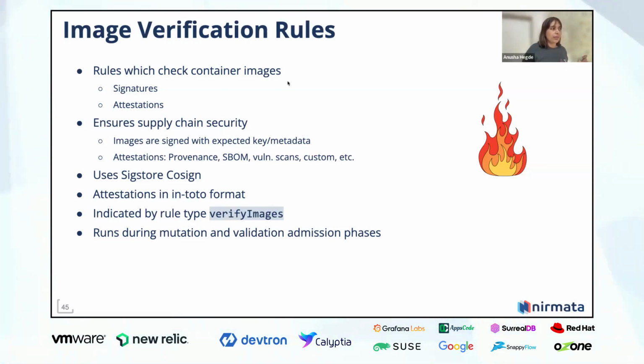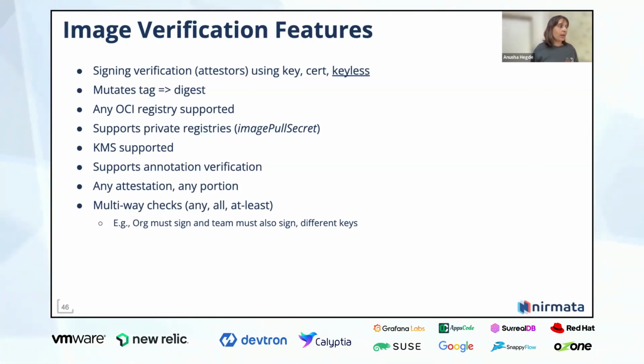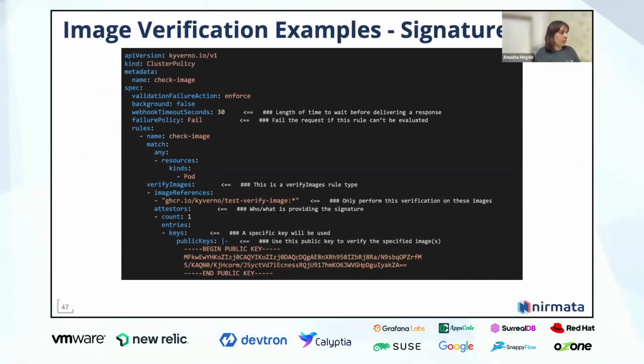You can use verify images, that is, you can write rules to check signatures or attestations. So it ensures supply chain security, that images are signed with the expected key or metadata. It also integrates with KMS. It supports annotation verification, and any portion of your attestation you can write rules for. And there are multi-way checks where you can say any of them, all of them, or things like at least one rule should match, and so on.